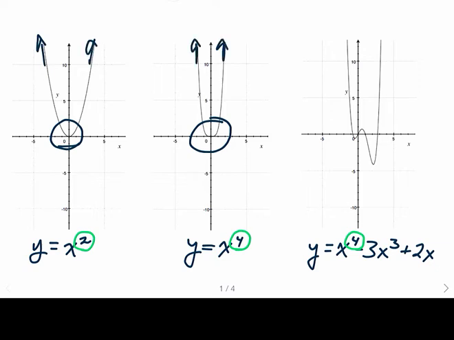And of course, if a coefficient were negative, then the ends would point down, but they would still be pointing in the same direction.